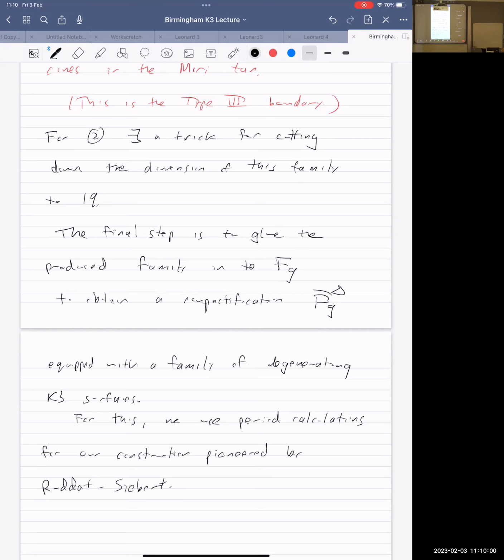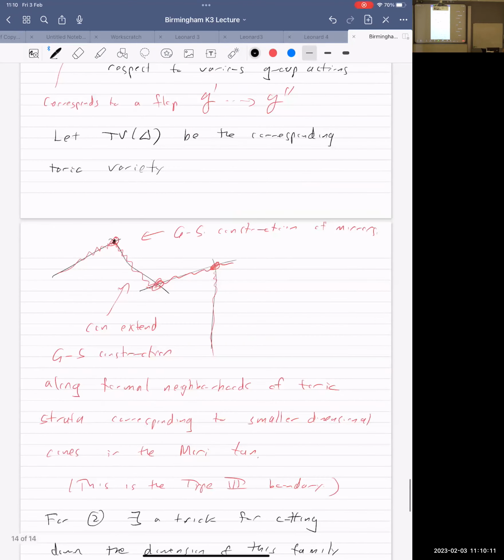So for a type 2 degeneration, we have pieces on the end which are like, I don't know, P2 with a smooth elliptic curve. And then how does the Gross-Siebert construction for the whole thing interact with the Gross-Siebert construction of the del Pezzo pieces on the ends of the type 2 degeneration?